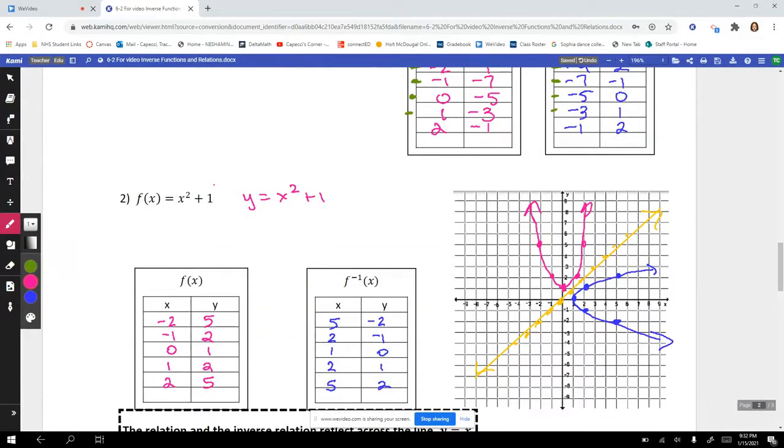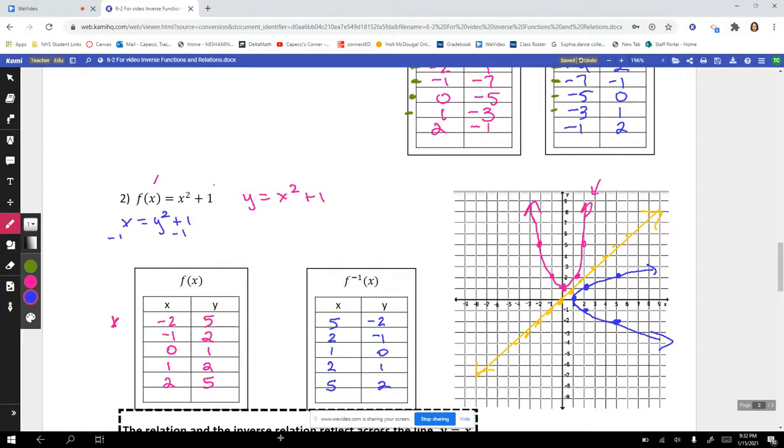Again, the first thing I'm going to do is exchange the f of x for y. And here is my parabola. A parabola is a quadratic, so I graphed it, and this time I graphed using a table. Now I have to go through and work with the inverse. So I'm going to exchange x and y. So x is equal to y squared plus 1.